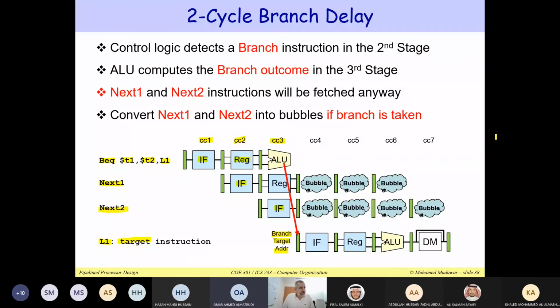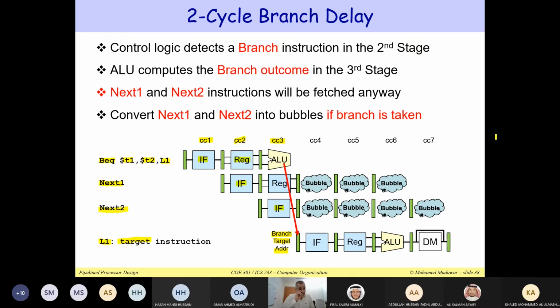Doctor, unlike the load word, we don't really have to freeze the PC. There is no need. Well, in this case, we don't exactly. We have to deal with it differently. Exactly. So unlike the load word, in which the instruction that comes after the load is going to wait in the decode stage and we freeze the PC, here we don't freeze the PC.